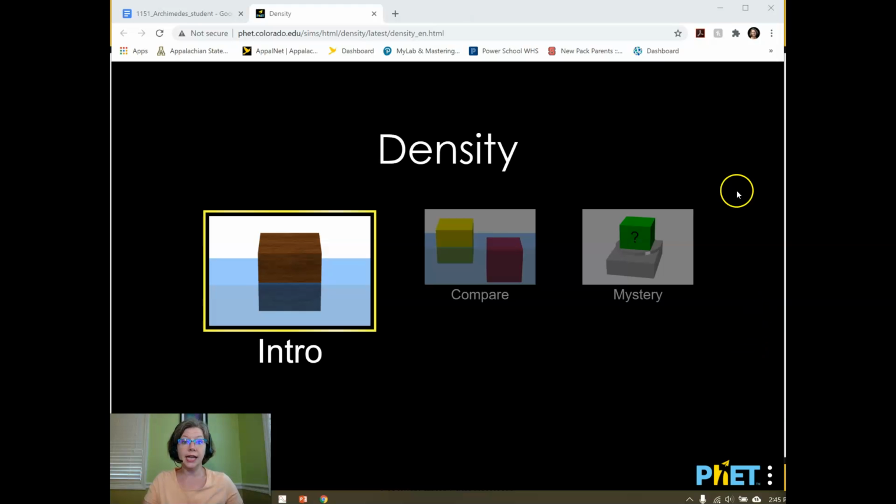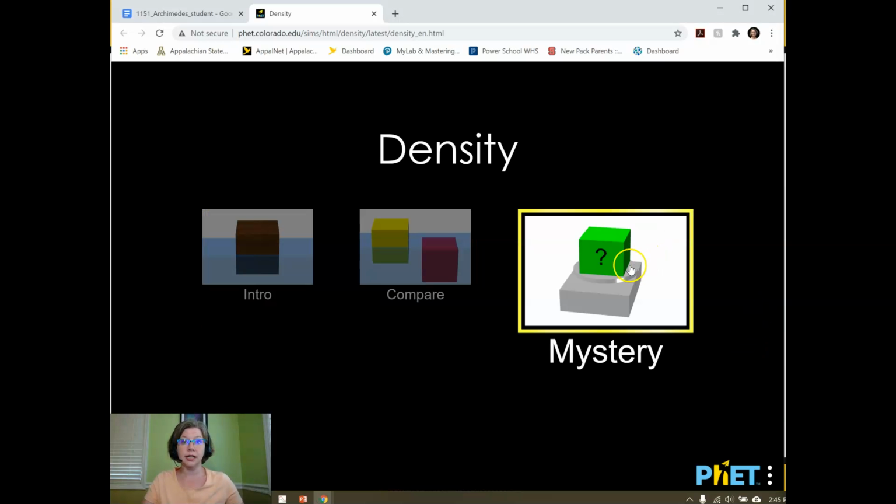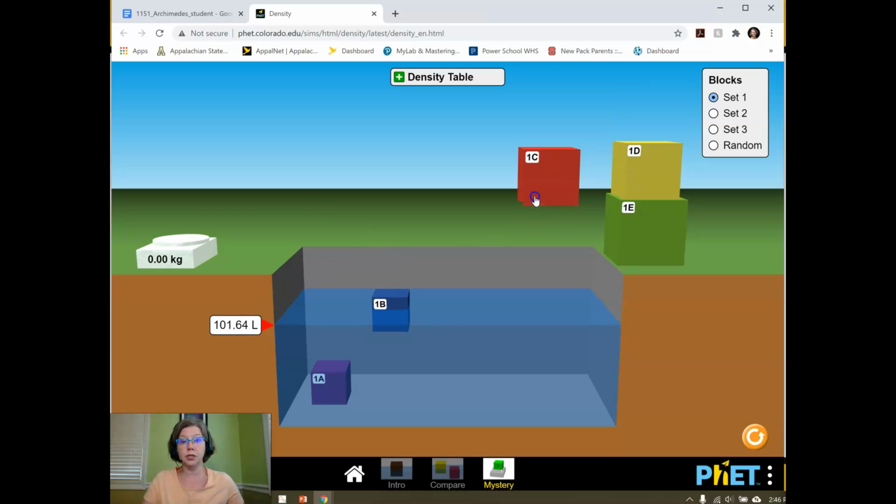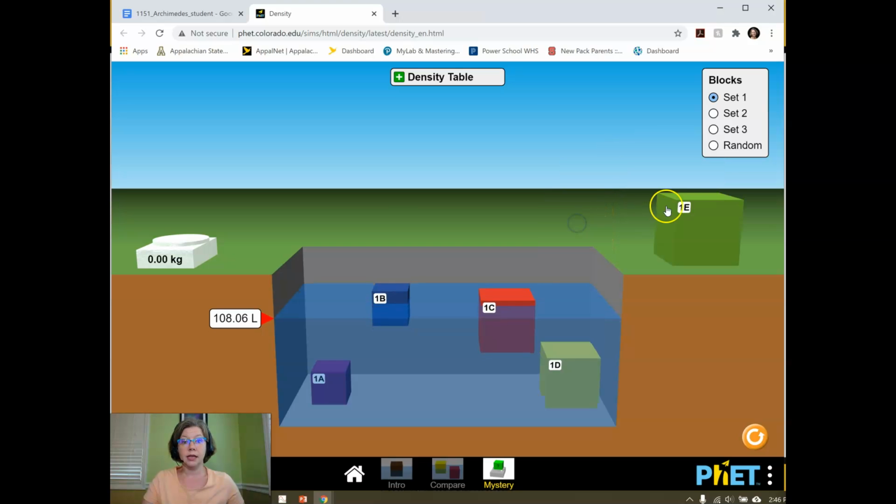We want to start the lab using the mystery section of the simulation. What you'll see is a basin of water, the volume of that water, several different blocks of unknown weight and volume, and a scale. You're going to take these blocks, and some of them will sink, some of them will float, and you're going to draw free body diagrams of these different blocks.